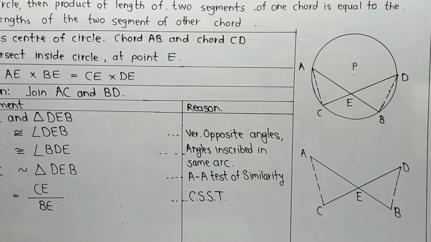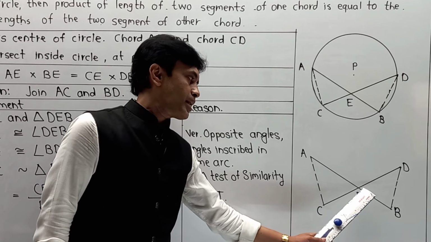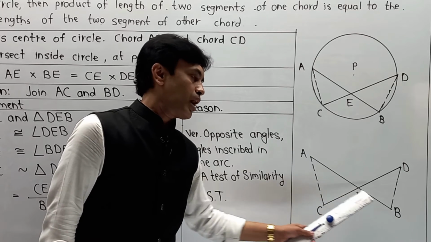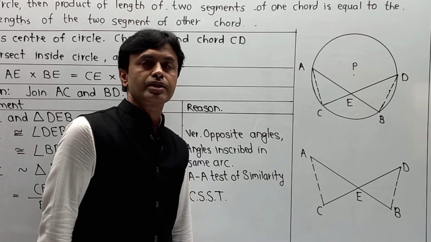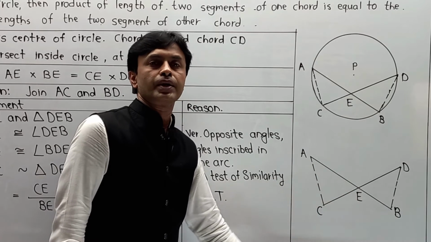Now in this way we have written only two parts. Once again we have written AE upon DE is equal to CE upon BE, corresponding sides of similar triangles. This dotted part we are not taking over here because it is not required in a proof.